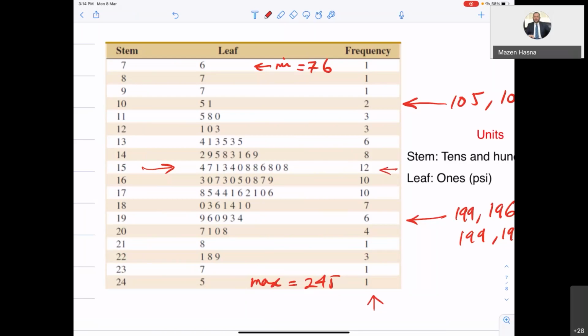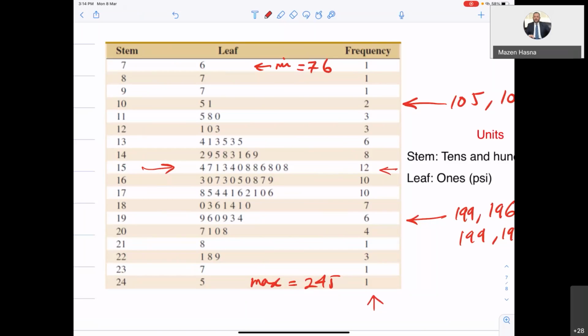I saw a hand. Someone has a question. Doctor, shouldn't the leaf be in increasing order? For example, check row 10, it should be 1, then 5. Not necessarily. I think the way they establish this, you do it one by one, so you don't need to rank your data before. You don't need to spend more effort before putting it down, because you just fill it in as you move on. So it's fine. You don't need to put them in order.